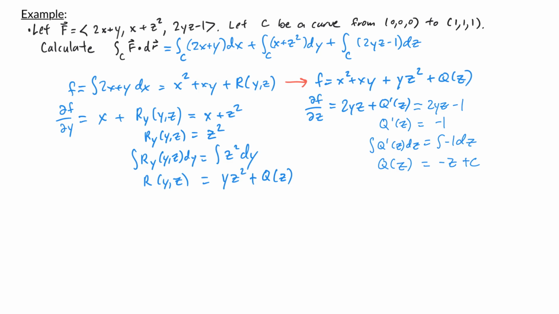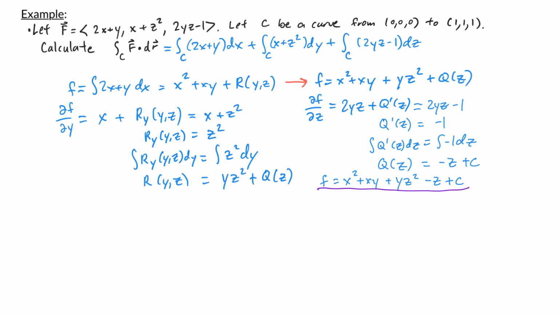Now this time the constant is just a constant because q was a function of one variable. So now we have f. f is x squared plus xy plus yz squared minus z plus c. And you can check that this is indeed a potential function for the vector field F.